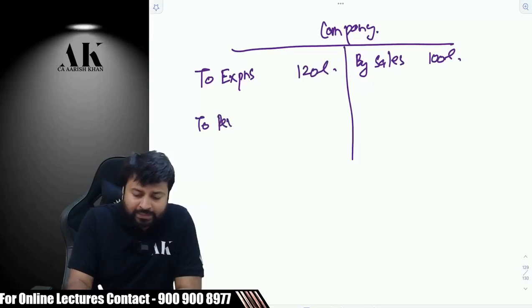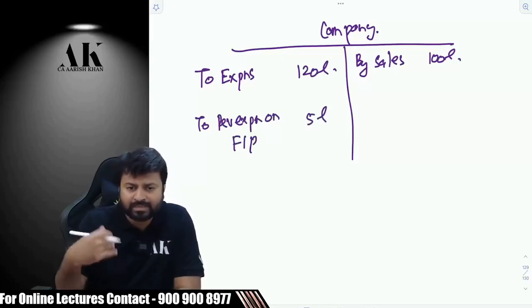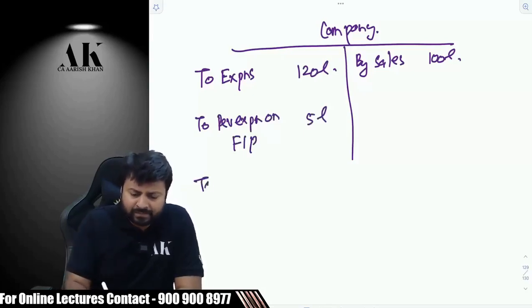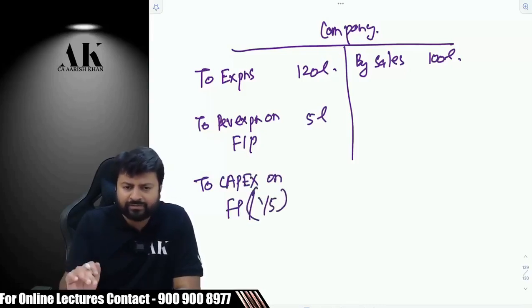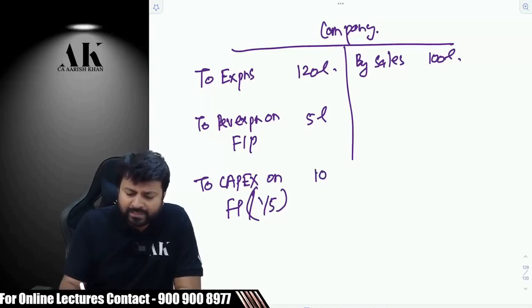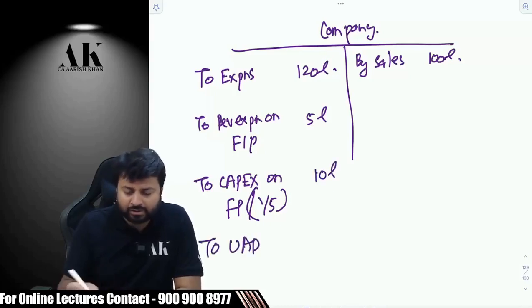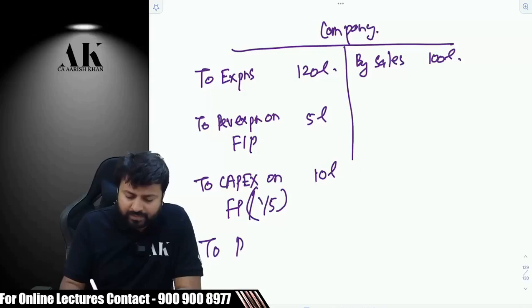And there is a revenue expense on what? Family planning, say of 5 lakhs, okay? Because the company has incurred family planning expenses at their end. And there is also a capex on family planning, okay, of which only 1/5 is allowed. I'm not taking it entirely, so I'm only taking 1/5 in the current year deductions. Say that is 10 lakhs, okay? And there is unabsorbed depreciation also, sorry, there is a depreciation expense of 15 lakhs, okay?